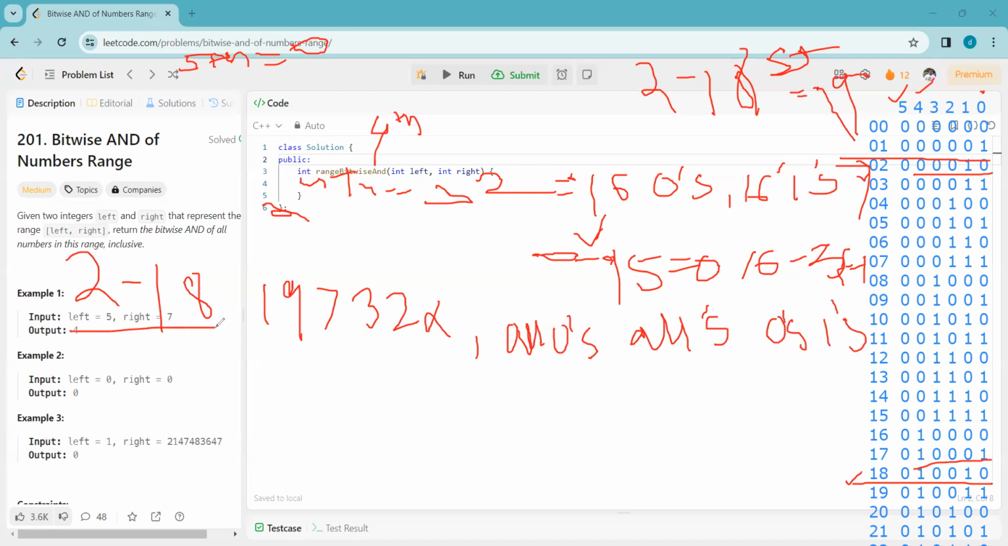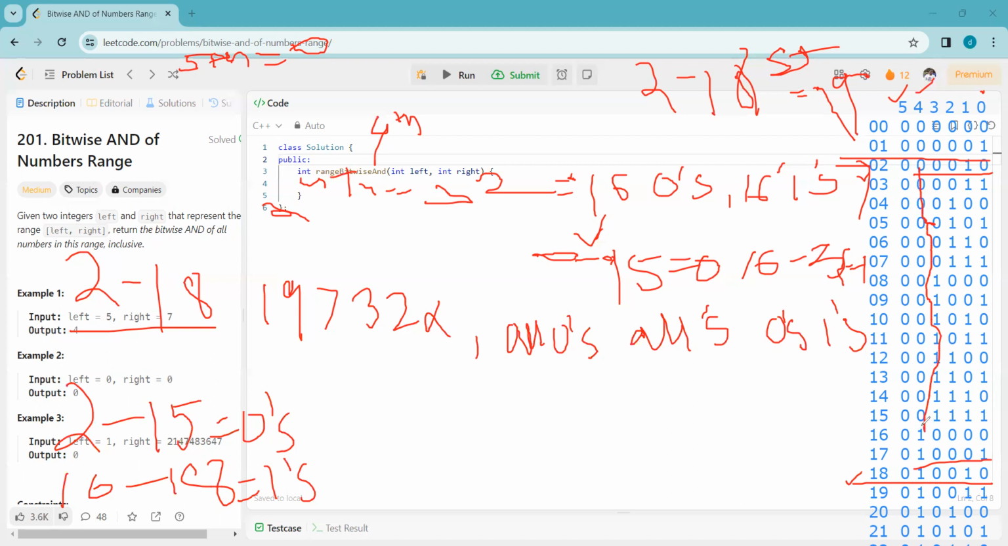Since 2 to 18, so 2 to 15 is zeros, and 16 to 18 is ones. So we can see from 2 to 15 is zeros, and 16 to 18 it's ones. That means some zeros, some ones, and the bitwise AND of this result will be 0. That means for the fourth bit also, the bitwise AND for this bit position will be 0.